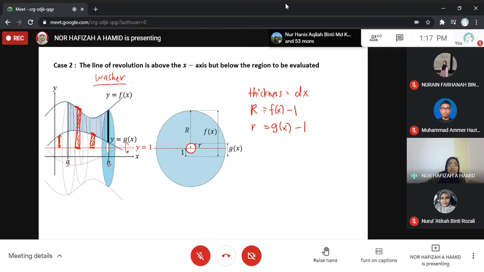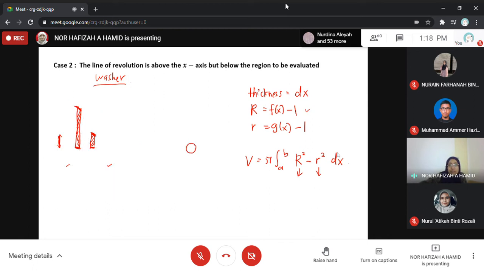Okay, so you dah ada outer, inner, thickness and limit. Then you can substitute into formula of the washer. So kalau you dah lupa, so ni saya recall balik lah. You punya formula for washer is integral from A to B, you ada outer radius square, so minus with inner radius square, and we have dx. So nanti substitute je. You punya outer radius with fx minus 1. And the inner radius you substitute with gx minus 1. So nanti you kena square kan both inner and outer radius. Okay. So yang ni for case 2.